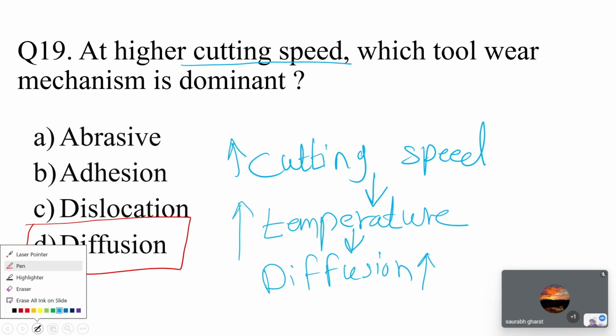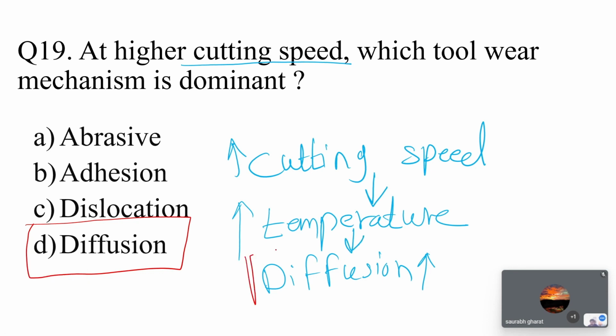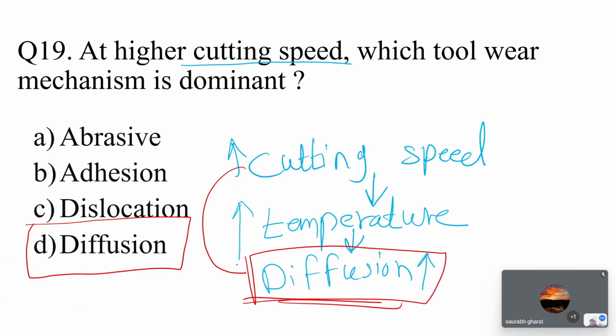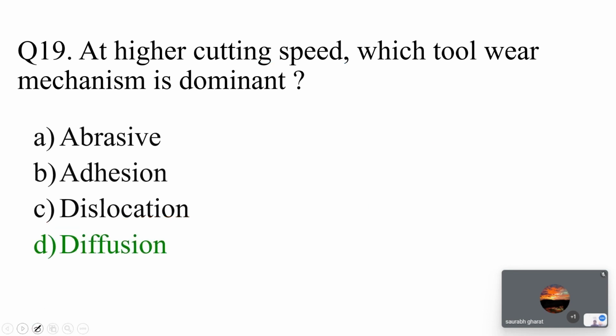So what is the most common mechanism here? It is diffusion. When the cutting speed is increased, your diffusion will increase. This will be your answer. So it is mentioned here. What is your answer? Simply diffusion will be your answer.